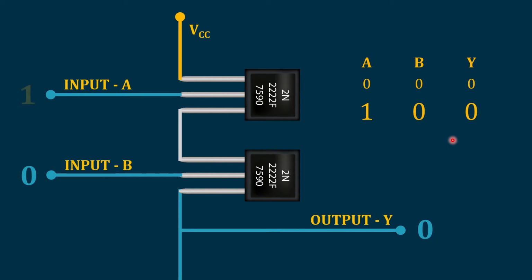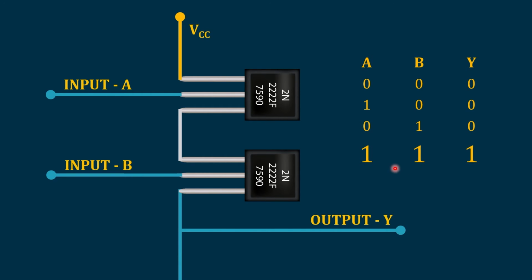Now we'll give A as 1 and B as 0. So when A is 1, this transistor gets turned on and we'll get this VCC up to here, but this transistor is still off, so we do not get any signal in output, and that is why the output voltage is still 0. Now if we reverse this input, like A 0 and B 1, so when A is 0, this transistor stays off and this transistor stays on, but still the result is 0.